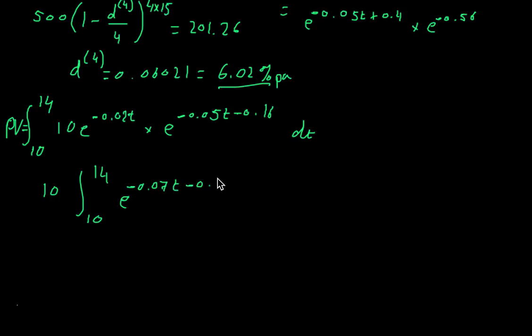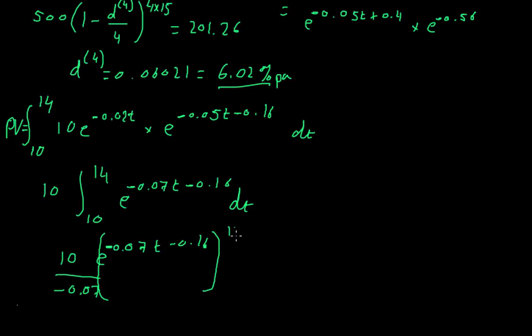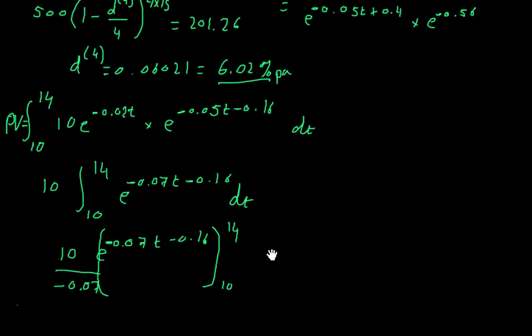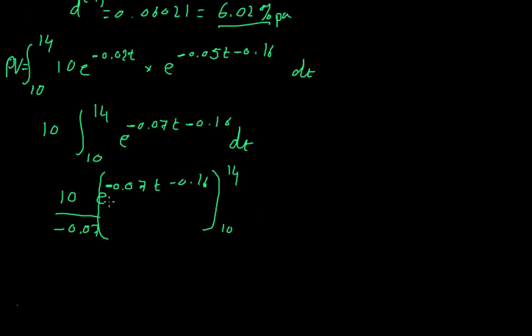0.07t minus 0.16 dt, and then the integral of all of this is the same function divided by the derivative of the exponent, so that's going to be 10, e to the negative 0.07t minus 0.16, and then I can divide everything by negative 0.07. I'll take that out and put it between 14 and 10. So now all I have to do is sub in 14 and 10, this multiplied by when we sub 14 in, minus when we sub in 10. So what does that give us?